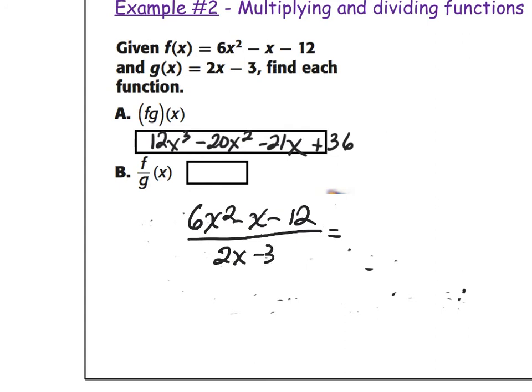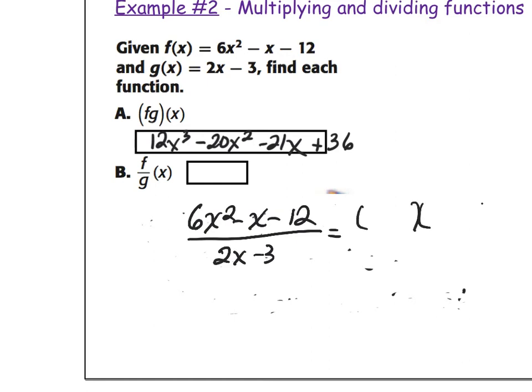I know you're probably getting nightmares now, flashbacks of rational functions, but this is kind of similar. What did I always say that you have to do when you get a trinomial divided by a binomial? Factor. Now I'm going to factor the 6x squared minus x minus 12.